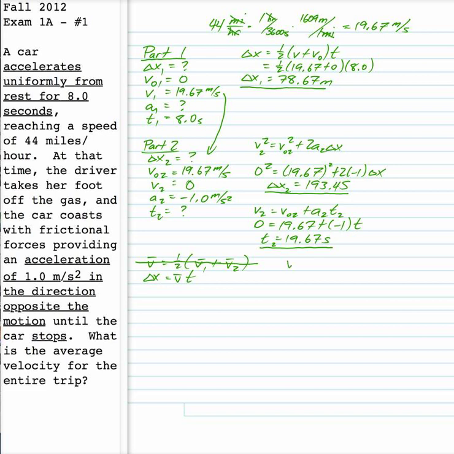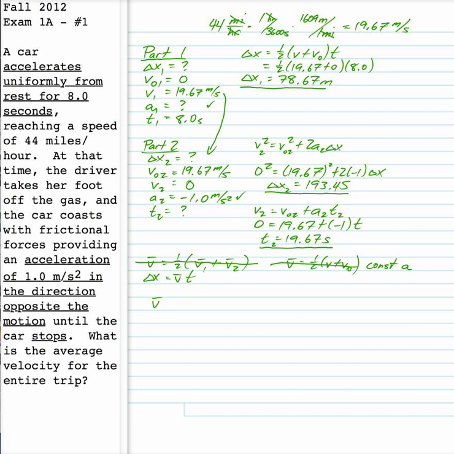This business of average velocity being equal to 1/2 times (v plus v naught), we sometimes see that's only good when the acceleration is constant. But the acceleration is not constant throughout this problem. You've got up here, there's some acceleration which we don't know, and down here is an acceleration -1. So we can't use that. So we have to use this.